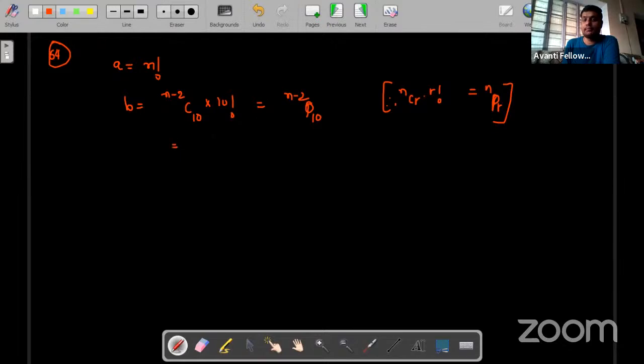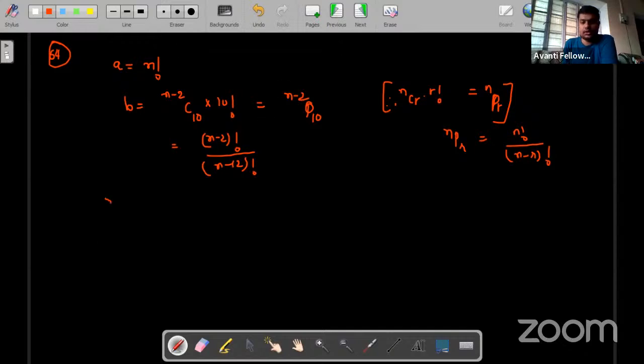Okay, so nPr, what is nPr? nPr is nothing but n factorial upon n minus r factorial. So here we can write n minus 2 factorial upon n minus 2 minus 10, so n minus 12 factorial. Clear?